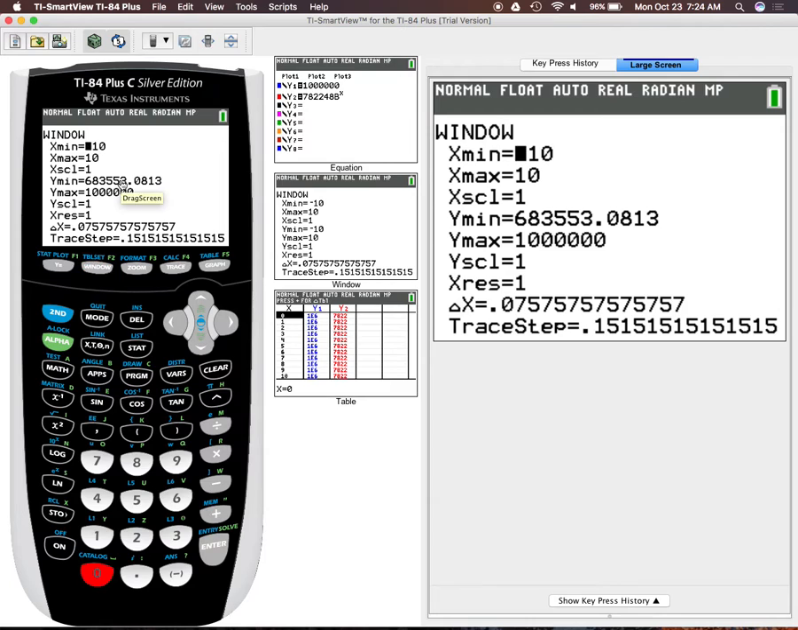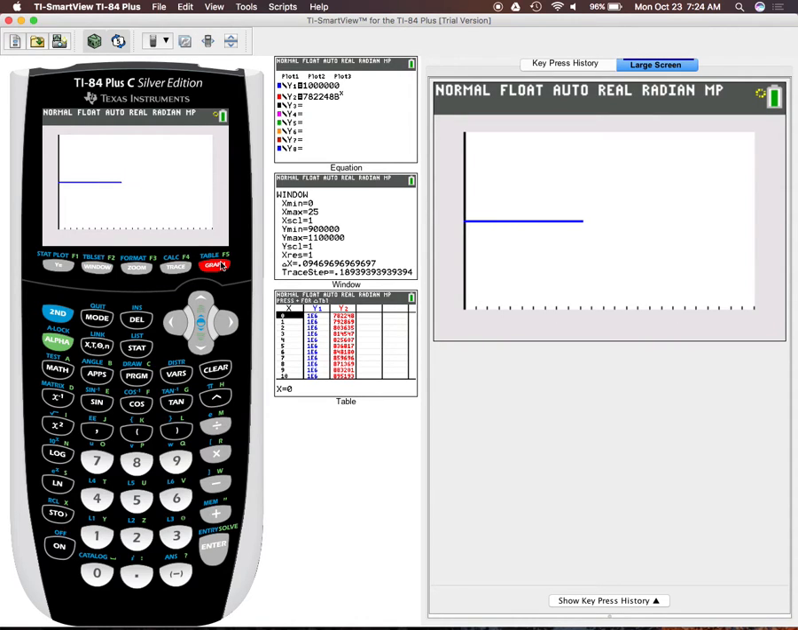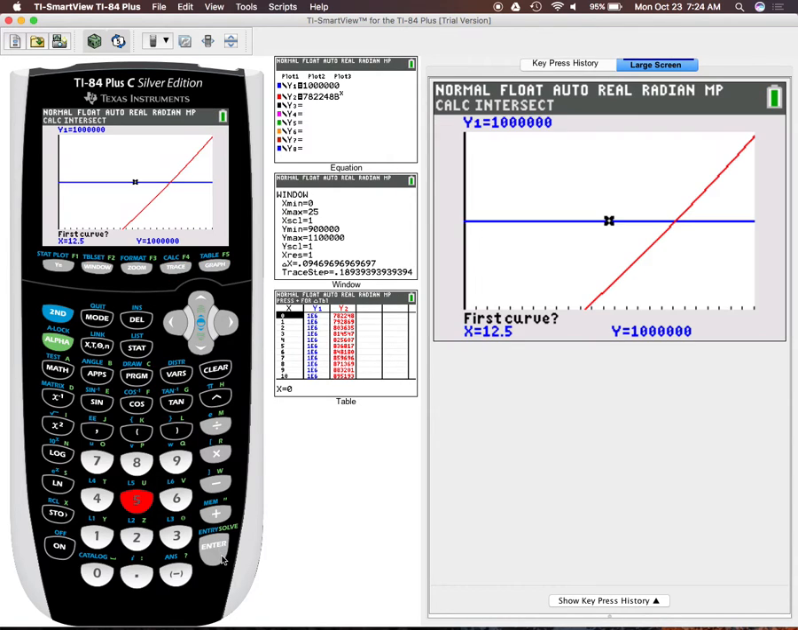I don't need negative time. I need to see a little bit further into the future, so I'm going to go 25 years into the future, and then I'm going to hyper focus around this 1 million, going on either end of it. Okay, there's my 1 million, dead center. Now I'm hoping my graph will show me this intersection. All right, I'm going to hit second calc and intersect, hit enter 3 times, and it gives me this: 18.2 is when this is going to happen.